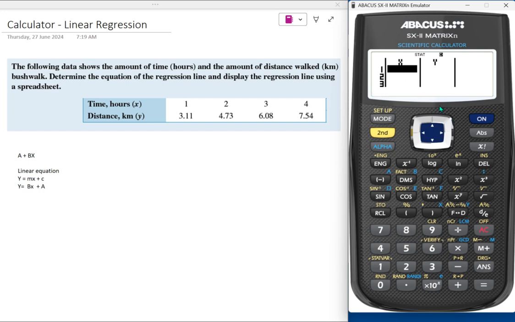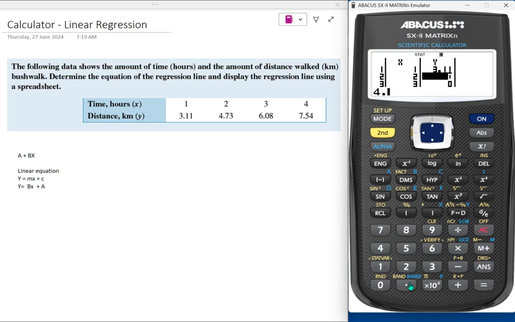With that being said, let's go back to our calculator and insert my values. So first one is 1. You need to press number 1 and then equals every time. So 2 equals, 3 equals, 4 equals. Now let's scroll right and let's go all the way back up to the top and input your y values. So when x is 1, y is 3.11.